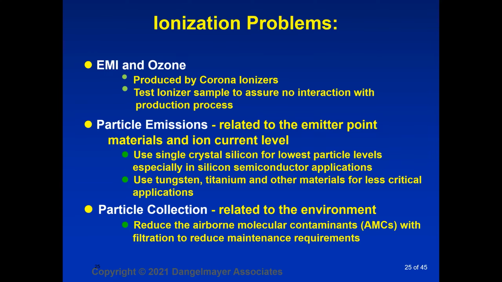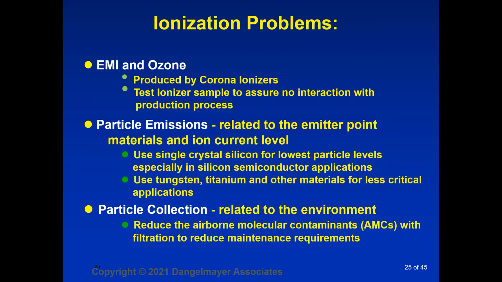Particle collection is different than particle emission. Particle collection is the collection of particles on the ionizer itself, particularly on the emitter points. And it's related to what is in the environment. The chemicals that are in the environment will very often greatly affect the rate at which particles collect on an emitter point. So we want to reduce the airborne molecular contaminants with filtration to reduce our maintenance requirements.